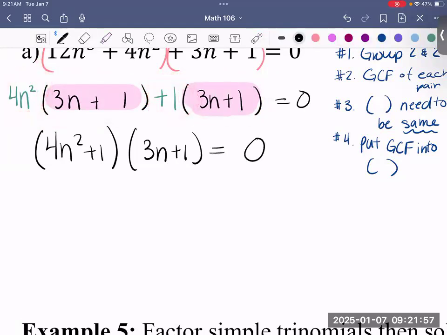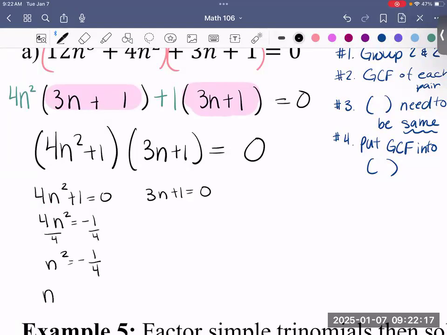From here, we can go ahead and then start to solve. So 4n squared plus 1 is equal to 0. 3n plus 1 is equal to 0. 4n squared is equal to negative 1. We can divide by 4. That's fine. N squared is equal to negative 1 over 4. Anybody see something that's wrong?